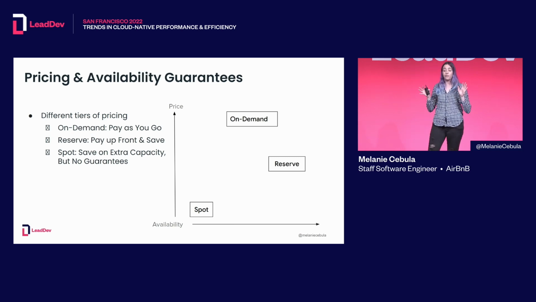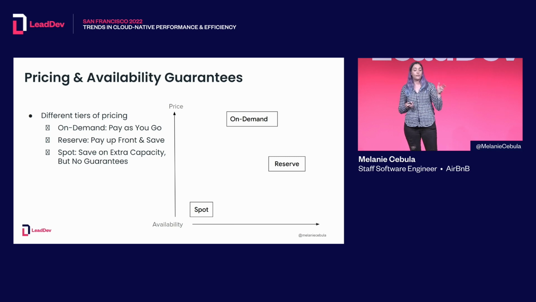So with these three pricing tiers, we have three different ways to get compute based on pricing versus availability guarantees. And I made this nice little chart to just summarize where they fall on the graph.